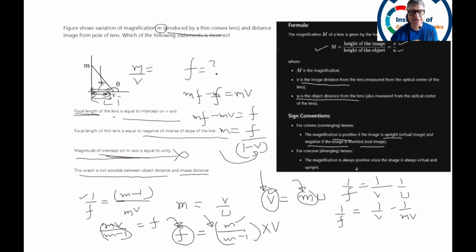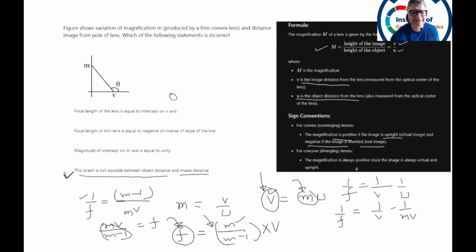Because here the magnification is equal to 0. So if magnification is equal to 0, then the object is where? Infinity, right? So this is not possible. I think the only choice which is logical is this, because focal length is equal to the length of the intercept on the y-axis. Okay, so on the y-axis, we can look at that also, which means m is equal to 0, right? So if m is equal to 0, then focal length is 0. I think this graph is not possible.